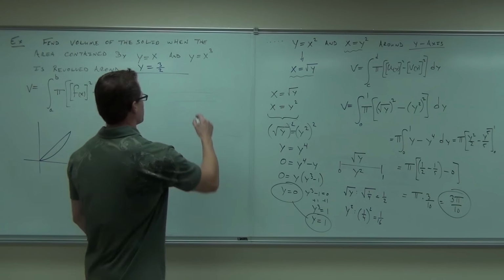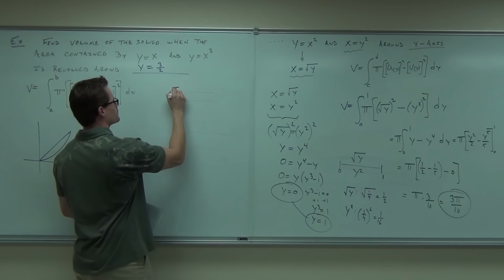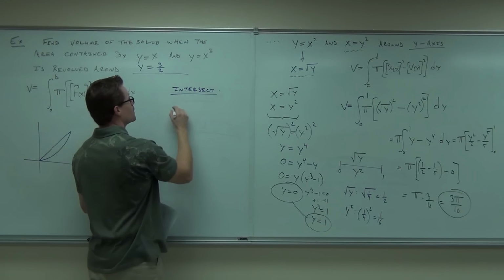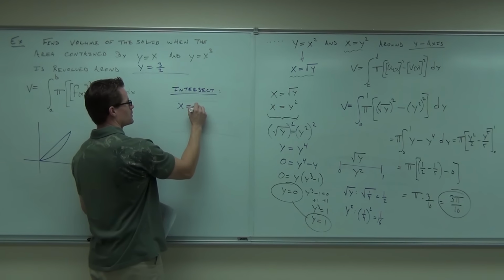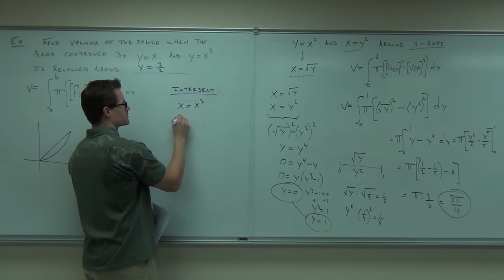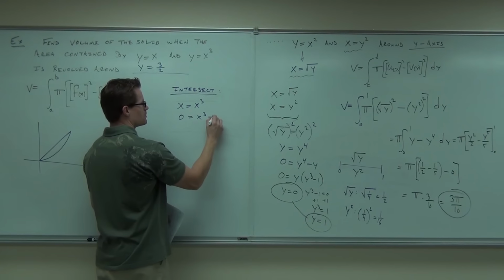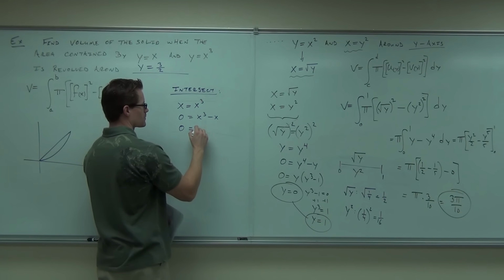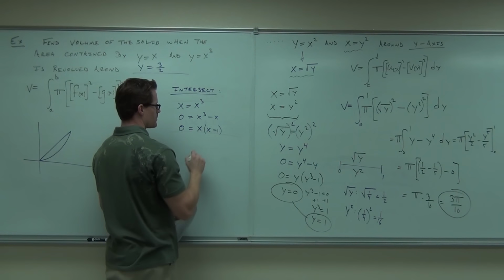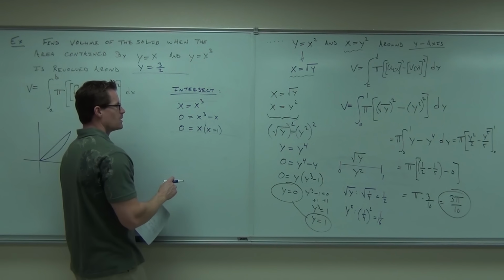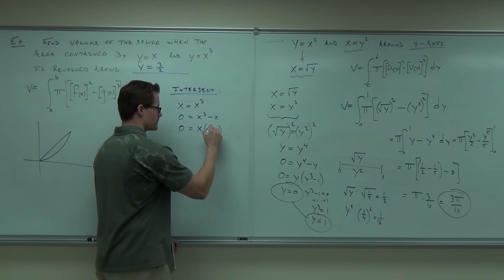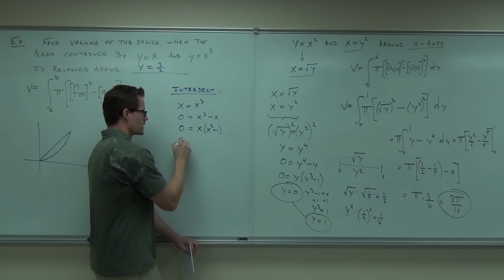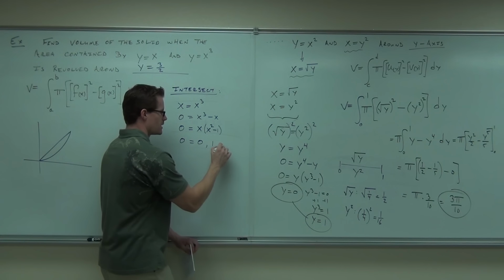Okay, so if I set them equal, I would get x equals x cubed. I would get 0 equals x cubed minus x. I would get 0 equals x times (x squared minus 1). For the sake of keeping it easy, I'm just going to focus on the positive here. We're going to get 0, 1, and negative 1.